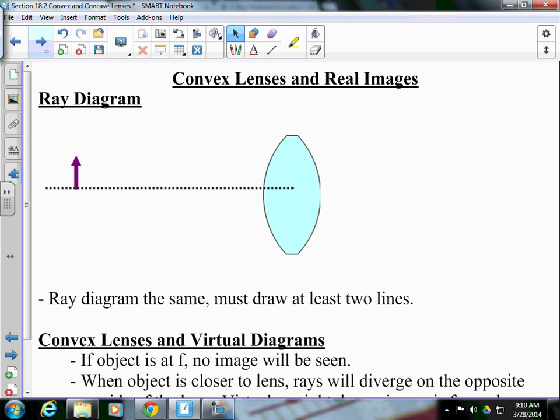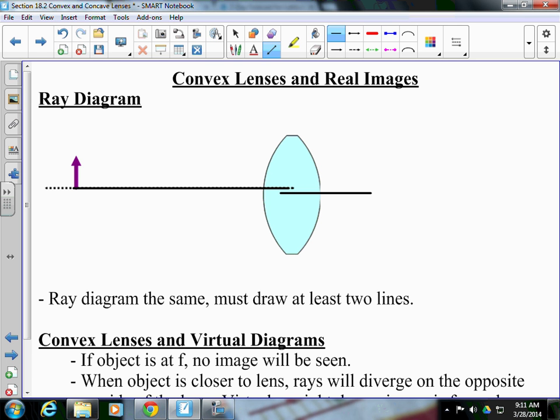So if we take a look at a convex lens, we're going to do the same drawing that we did before. We would have the initial line off the bottom of the arrow, which I will do in black. It's going to come and hit. Now this is a lens. If this was a mirror, what would happen? This would bounce straight back. But for a lens, this is going to continue to pass through.